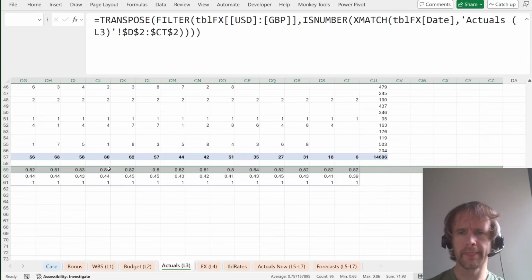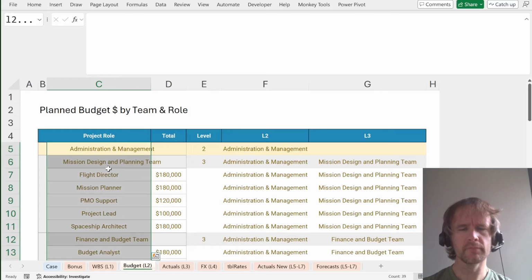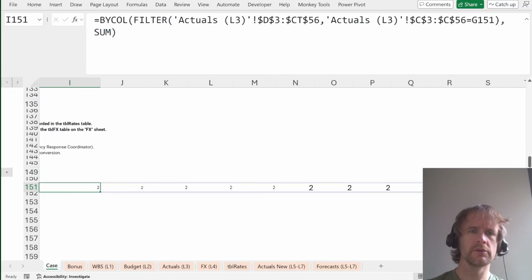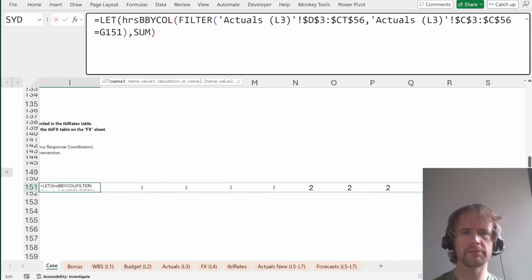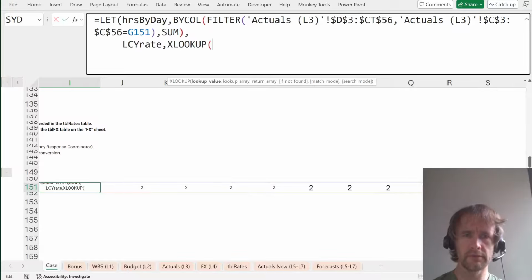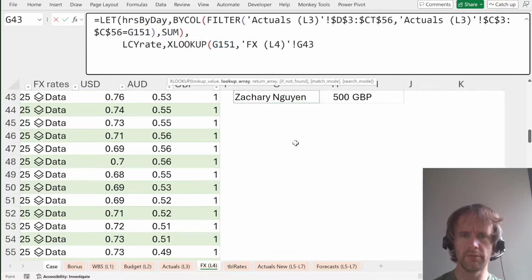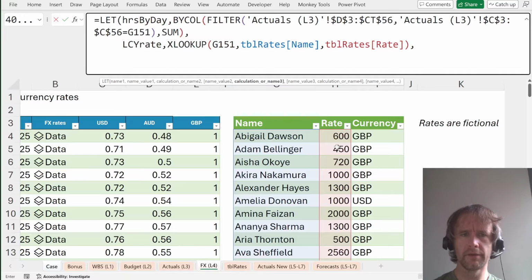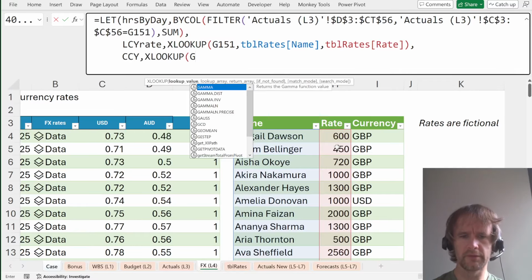Cool. Okay. So then we say let hours by day be all that stuff. CCY, sorry, we'll call it LCY, local currency. Rate can be XLOOKUP the person in this table, returning from here, and currency, we XLOOKUP the same person.